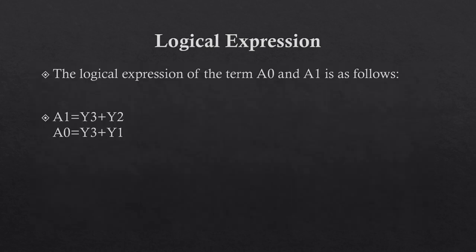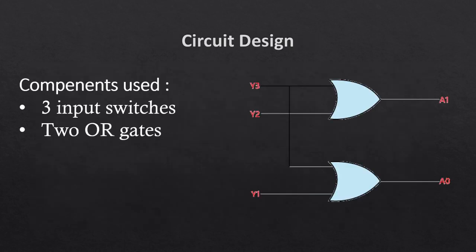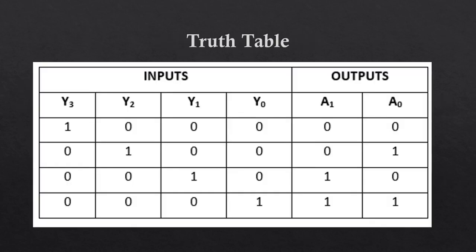simulation part. Here we have the logical expression of the terms a0 and a1, which is basically obtained by getting the values of a0 and a1 at places where they are 1 and the corresponding input values. So that's the logical expression. And here is the circuit design. The components used in the circuit are 3 input switches and 2 OR gates. Now let's move on to the simulation part where we verify the truth table using a simulator.